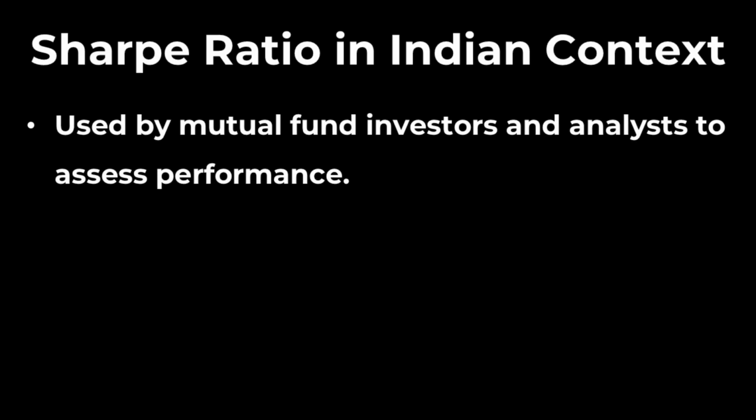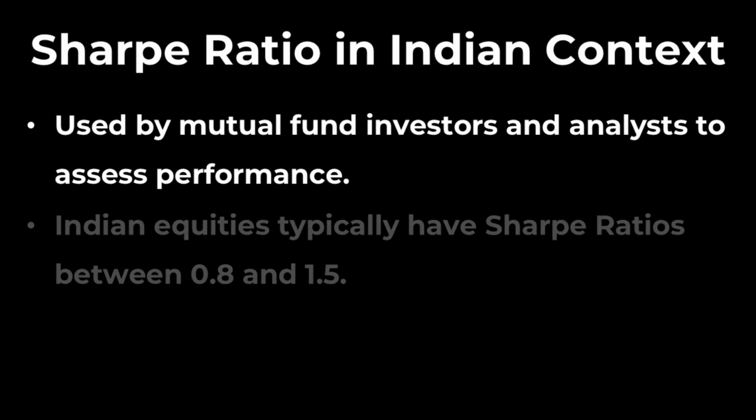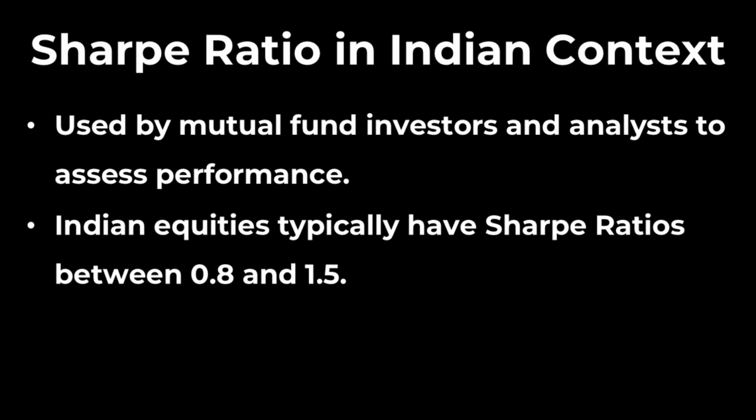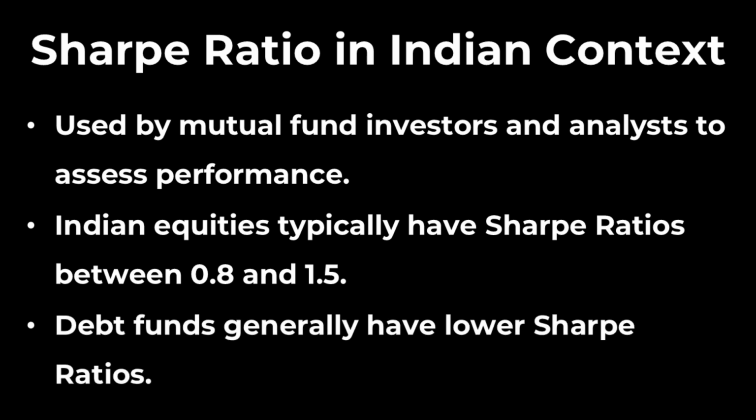In India, analysts and mutual fund investors often use the Sharpe ratio to compare funds. Typically, Indian equity funds show ratios between 0.8 and 1.5, quite healthy for a developing market. Debt funds usually score lower, but they offer stability instead.